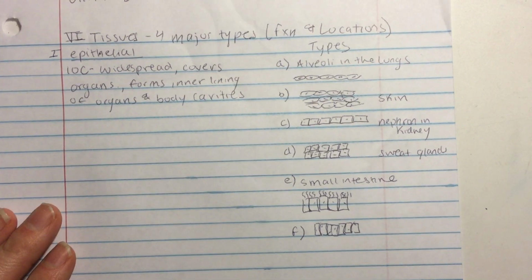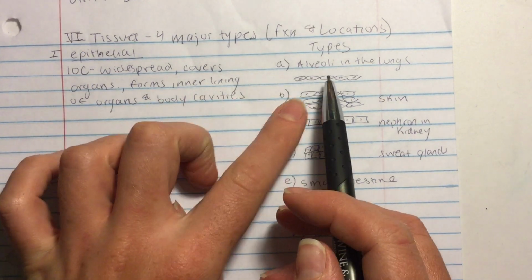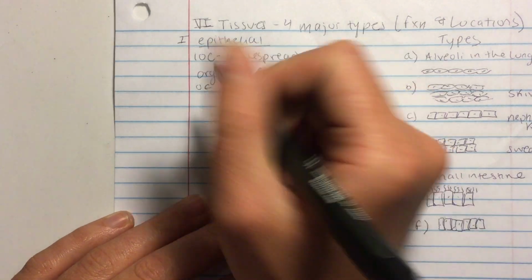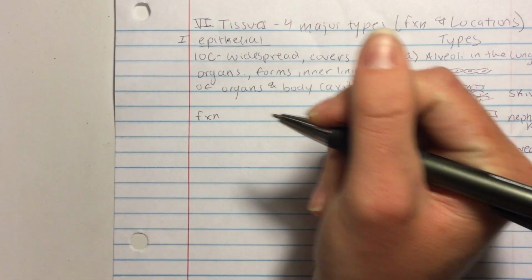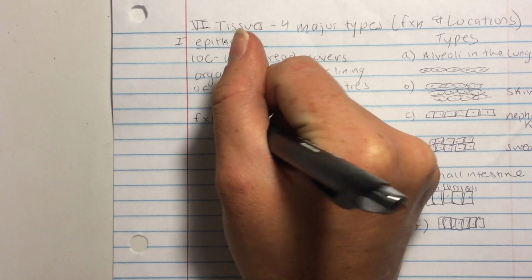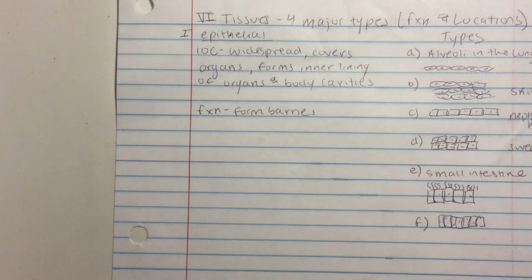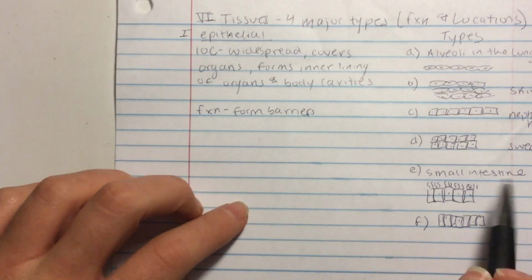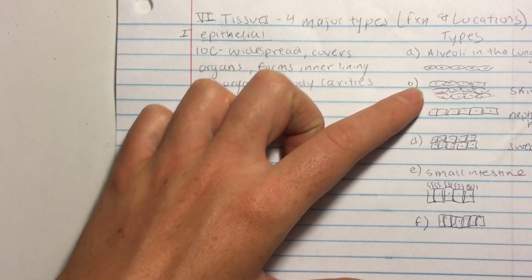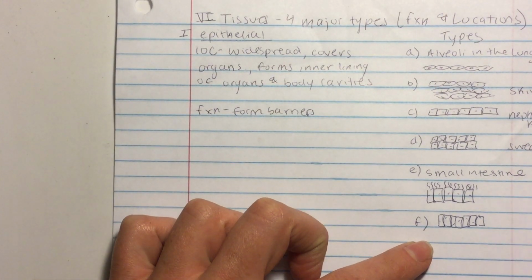And the last thing I want to do is I gave you the location, I gave you some types or examples, and now we're going to go back right up here under our location and write the function of epithelial tissues. And their function is to form barriers as we see with the skin and lining of the trachea, which I also forgot to label.